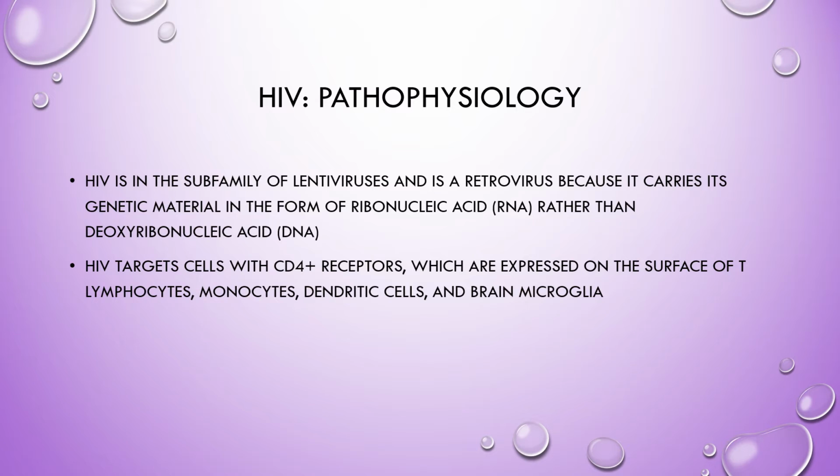HIV pathophysiology. It is in the subfamily of the lentiviruses and is a retrovirus because it carries genetic material in the form of ribonucleic acid rather than DNA, or deoxyribonucleic acid. HIV targets cells with CD4 positive receptors, which are expressed on the surface of the T lymphocytes, monocytes, dendritic cells, and brain microglia. So this will be affecting the immune system and the nervous system.